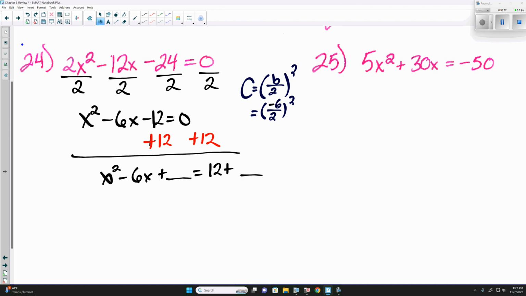So b is negative 6, and again, this is referring back to our ax squared plus bx plus c. Now our negative 6 divided by 2 is negative 3. And negative 3 squared is 9. Questions on this here?